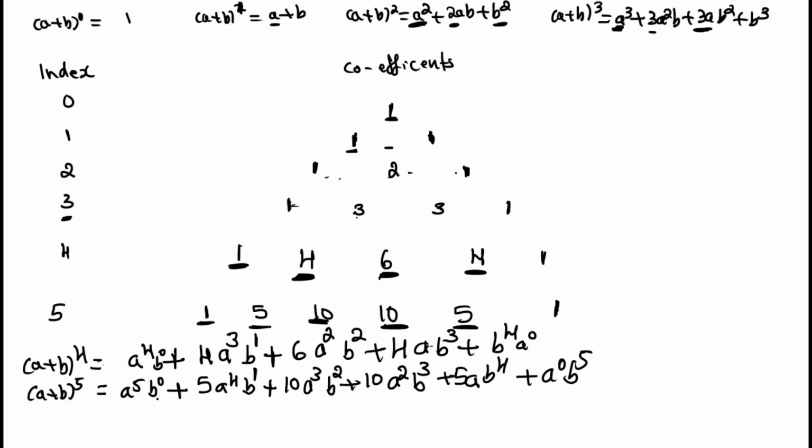Then see, index 5 means the total number of terms is 5 plus 1, which is equal to 6, as well as the sum of indices is the same and it's equal to the index. Okay, it's a main observation.